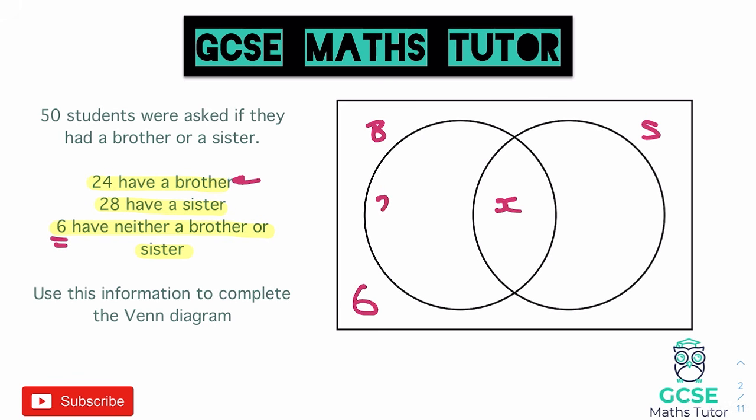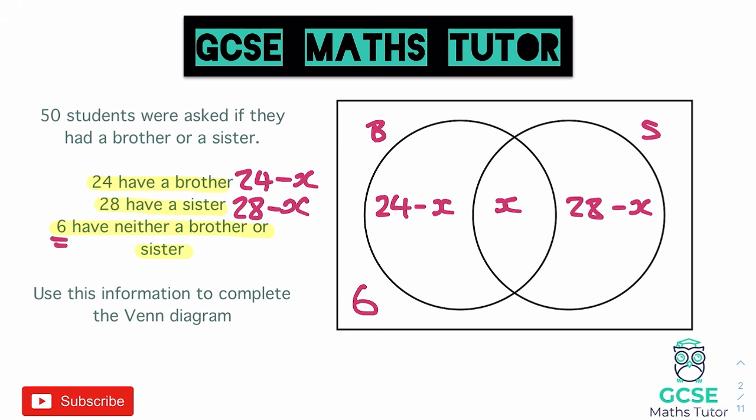So let's call this section 24 minus x. And I'll tell you what, I'm going to put that next to it over here as well. So 24, take away the number in the middle. We would have to do the same for the sister section. We would do 28, take away the number in the middle. And again, let's actually write the correct number there. That would be 28, take away x. So again, let's label that to the side, 28 minus x.